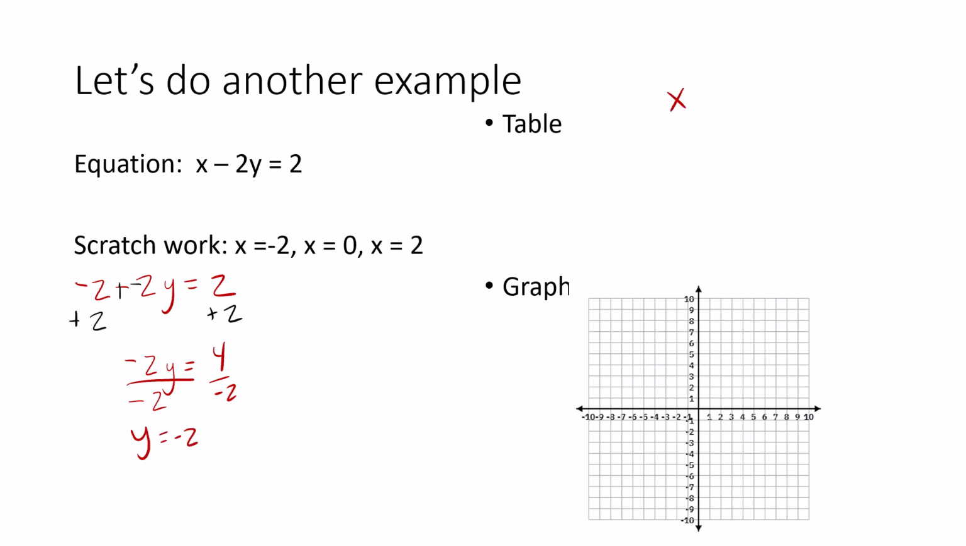Now over here, we're going to build ourselves a table. And now we know that when x is -2, y is also -2. Next one.